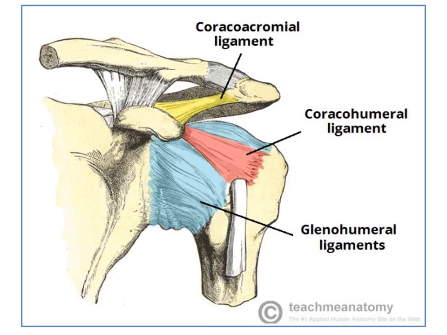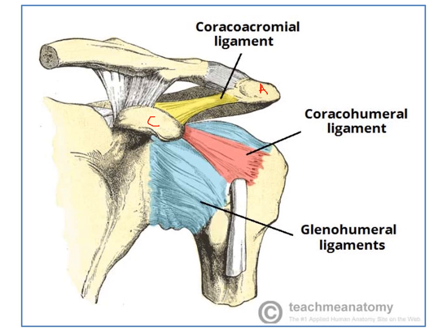So these are pictures of each of the ligaments of the shoulder joint, starting with the coracoacromial ligament in yellow. You can see the ligament extending from the coracoid process of the scapula all the way to the acromion of the scapula. It tends to help in protecting the superior part of the joint. Then we have the coracohumeral ligament extending from the coracoid process of the scapula towards the humerus, and this also tends to protect the superior part of the joint.